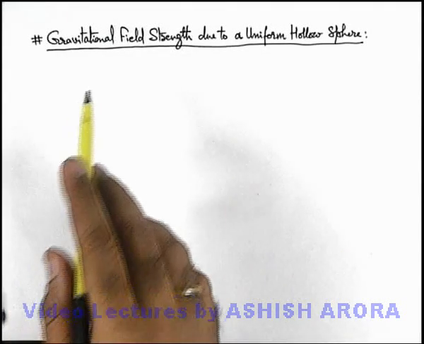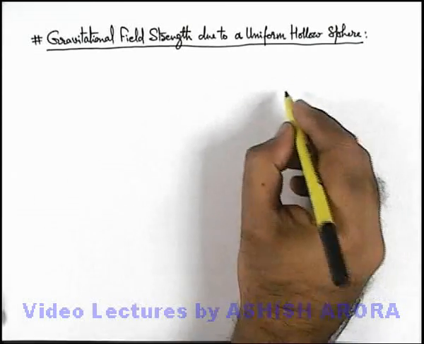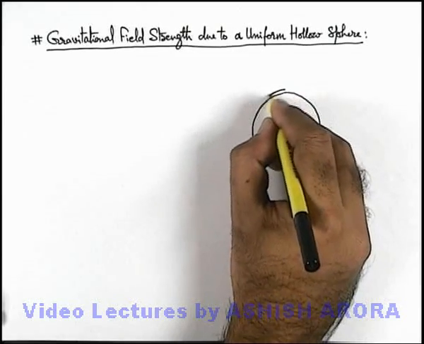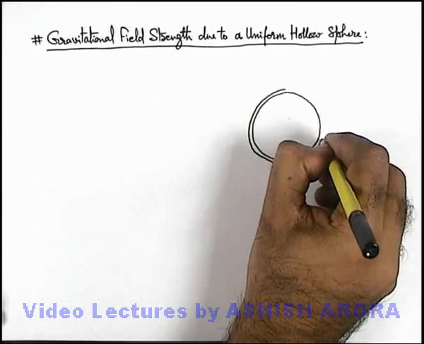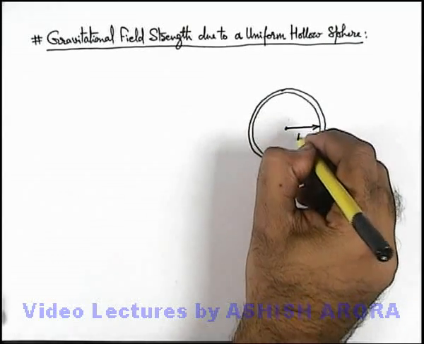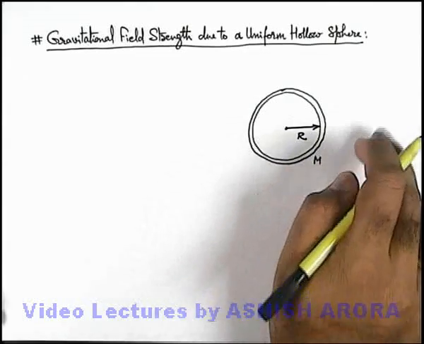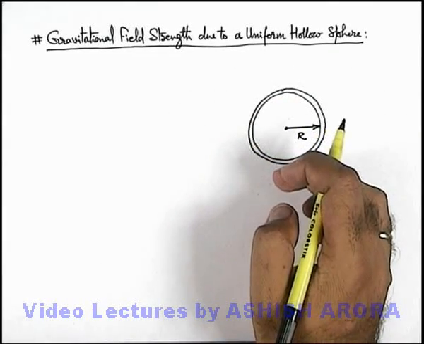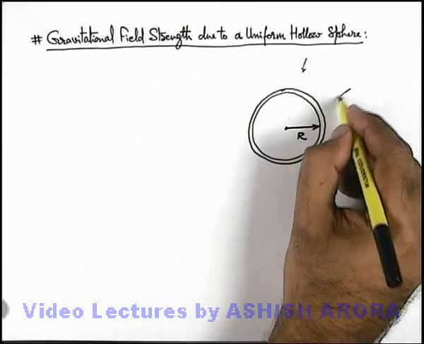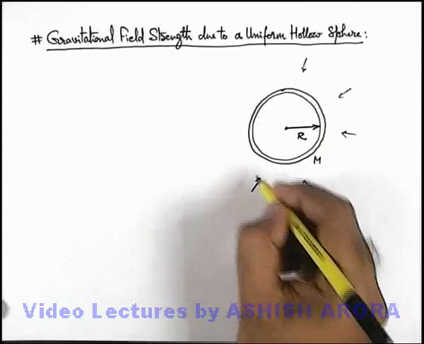Now let's calculate gravitational field strength due to a uniform hollow sphere. So if we talk about a uniform hollow sphere of mass m and radius r, then as the sphere is a symmetric homogeneous geometry, in its surrounding, if we talk about the gravitational field direction due to the mass, we can directly state by symmetry that at every exterior point the gravitational field will be in radially inward direction.